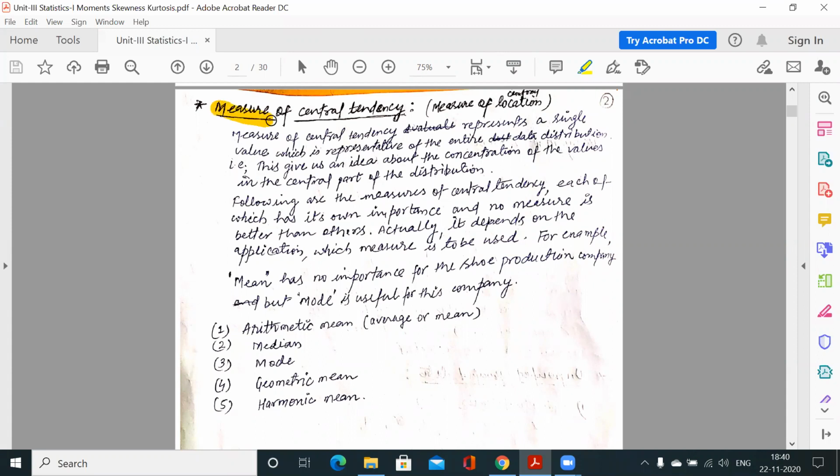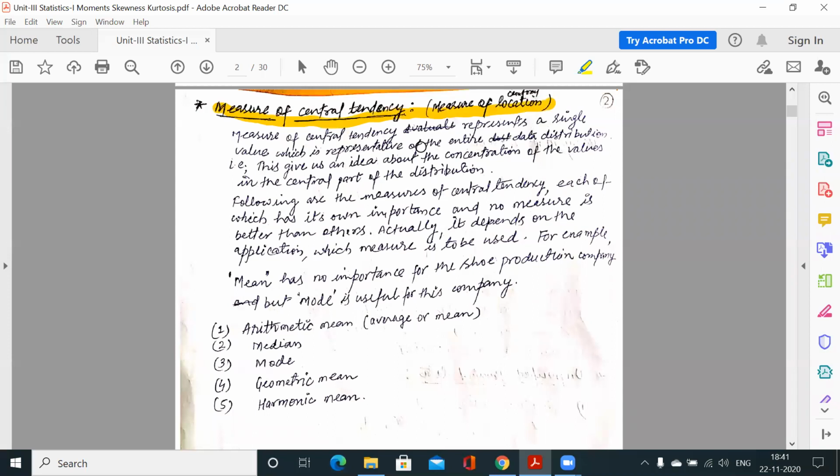Today's topic is measure of central tendency, or we can say the measure of central location. So, what is a measure of central tendency? It is a single value to represent each point of the data.